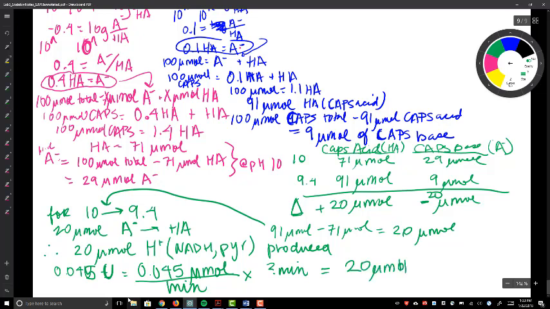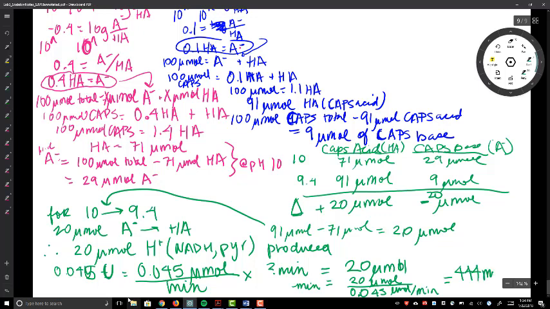So then again, we invoke our algebra here. So the minutes is going to be equal to 20 micromole divided by 0.045 micromole per minute. Okay, we'll just go ahead and erase that because that looks kind of sloppy. My bad, guys. And that will give us 444 minutes.